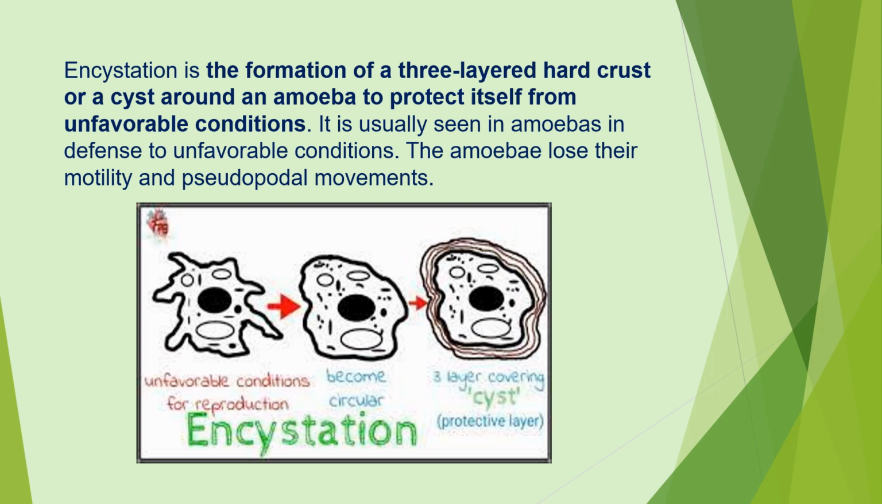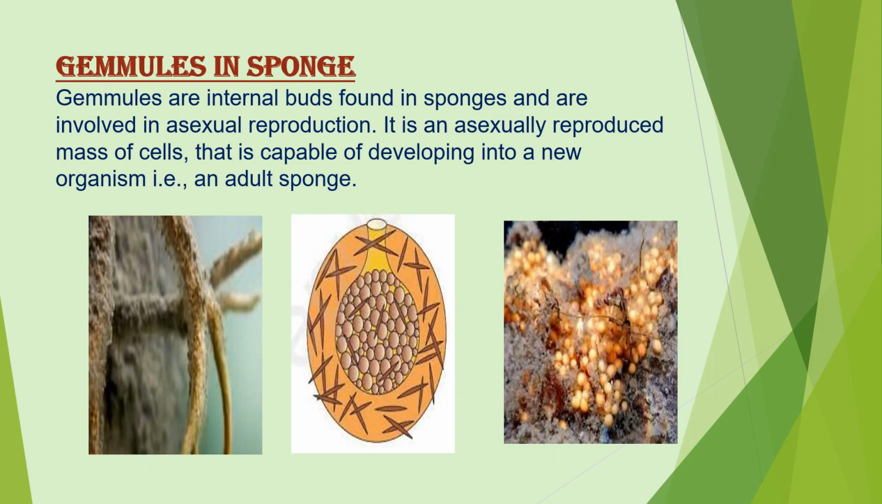Here you can see encystation, amoeba-like organism. When there is unfavorable condition, there is less water, they get covered by some cysts or the wall, thick wall, which is called the cyst. And this process is called encystation, to cover the unfavorable conditions. Through the unfavorable condition they will pass.